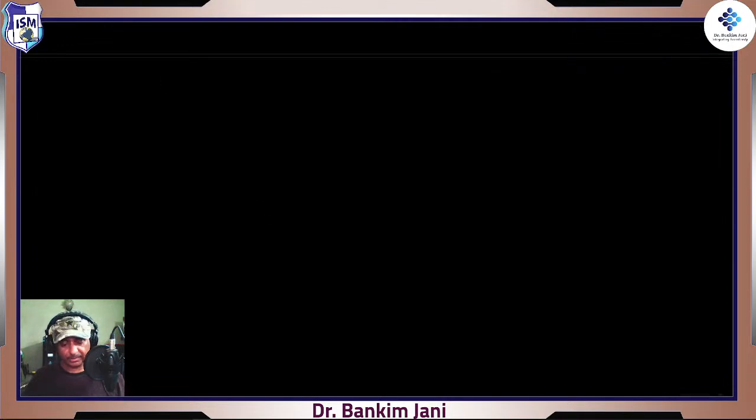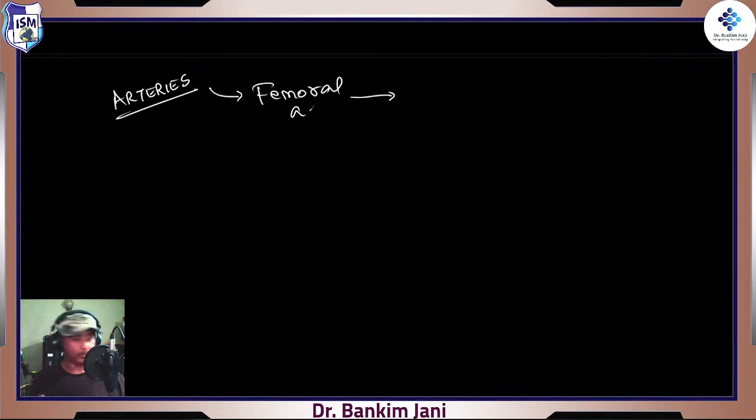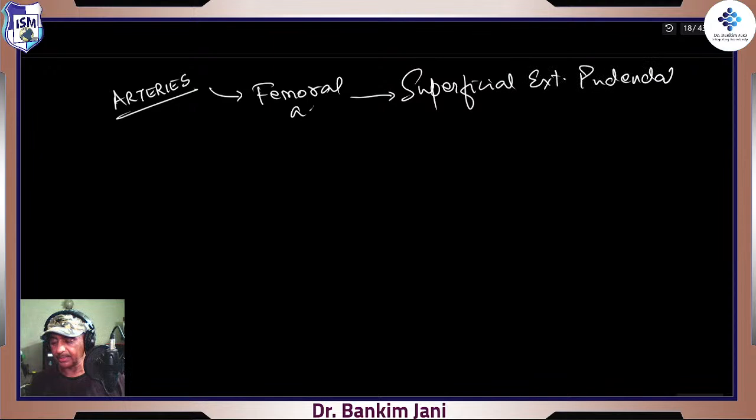Now see, regarding the arteries, we just distribute it in a very simple way. For the arteries, we divide it into one: femoral artery. From the femoral, if you remember, there was the superficial external pudendal artery. And this will give supply to the skin and fascia of the penis.